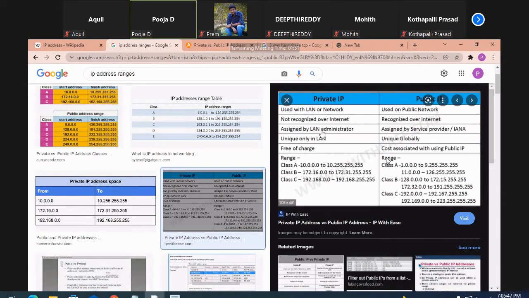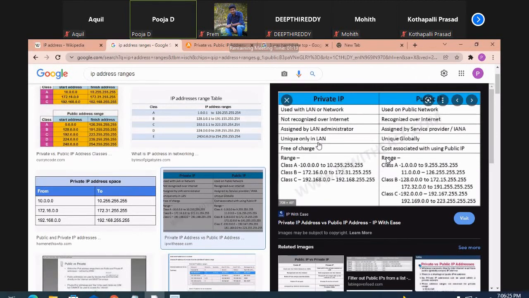Private IP is assigned by your LAN administrator. LAN administrator means what? The admin of your organization, network admin or LAN administrator. Public IP is assigned by the service provider or IANA. Service provider means whoever you are taking the internet connection from, you can call them the internet service provider, ISP, or IANA. This is a global organization that provides the IP addresses, IANA.